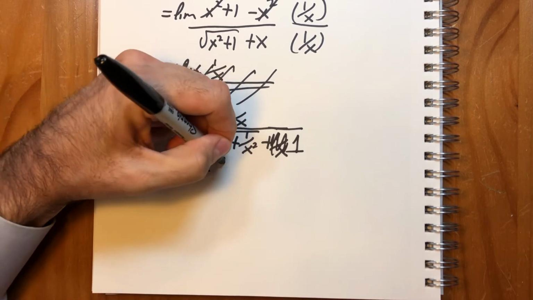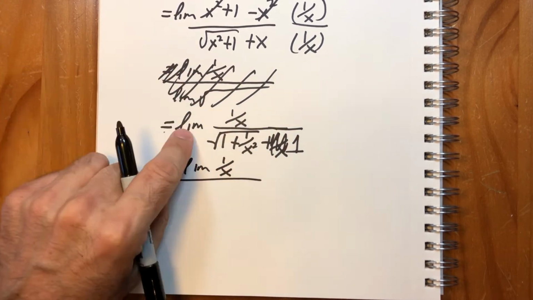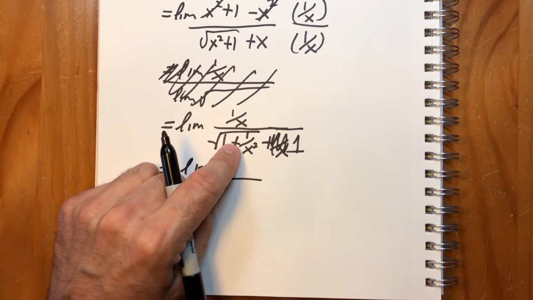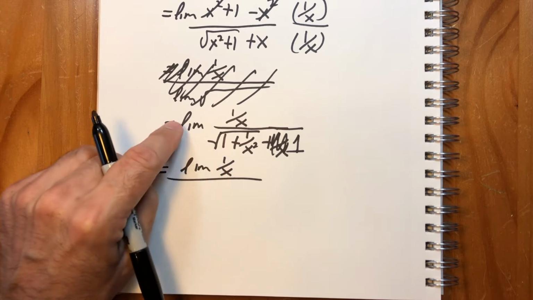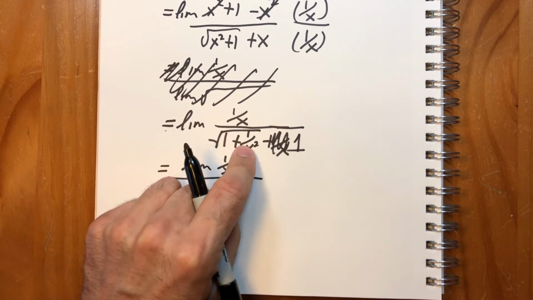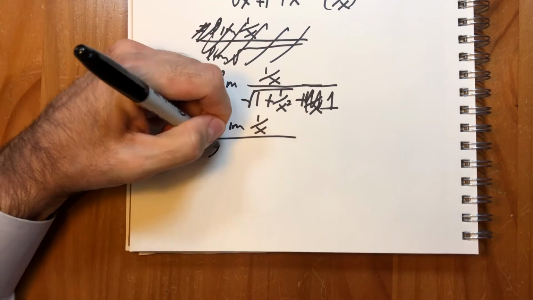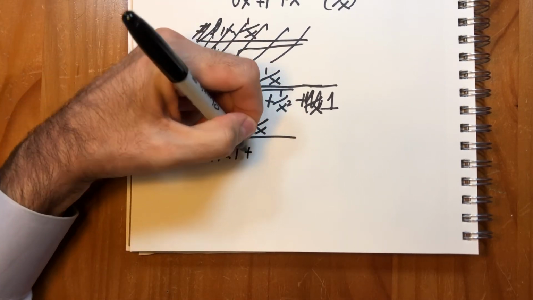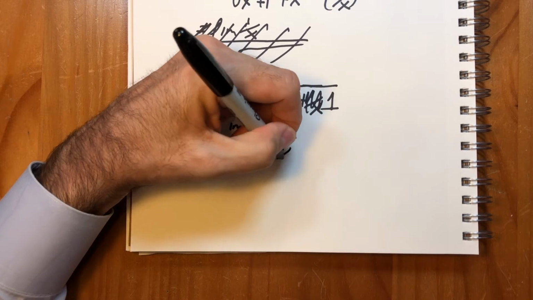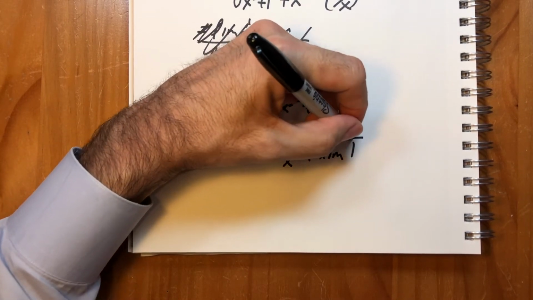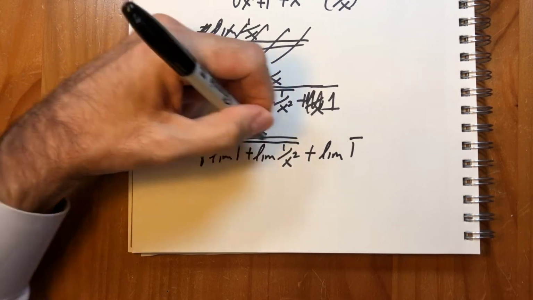So we have the limit of 1 over x over, and now I'm going to do several rules. We're going to use the radical rule, and then the constant rule, and then our new theorem, and then the constant rule again. So we end up with the square root of the limit of 1 plus the limit of 1 over x squared plus the limit of 1. And all of this part is inside the radical.